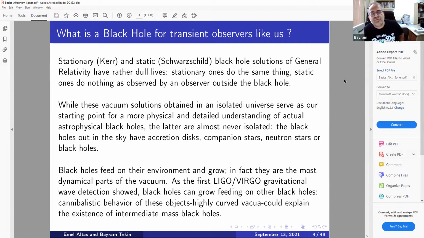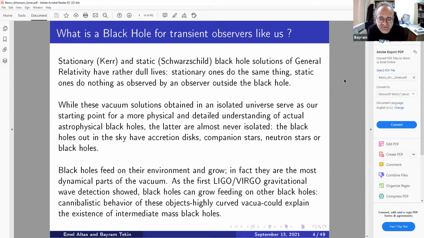So what is a black hole for a transient observer like us? We live for a short amount of time and die, right? So we have to be careful when we say there is a black hole out there. For stationary, which means Kerr and static Schwarzschild black hole solutions, they have rather dull lives. Stationary ones, just rotating ones, just rotate, do the same thing, and static ones, as observed by an observer outside the black hole, do nothing. So these vacuum solutions obtained in an isolated universe serve as our starting point for more physical and detailed understanding of actual astrophysical black holes.